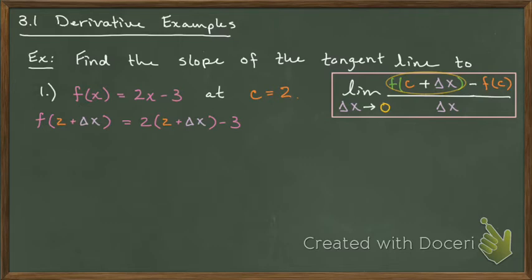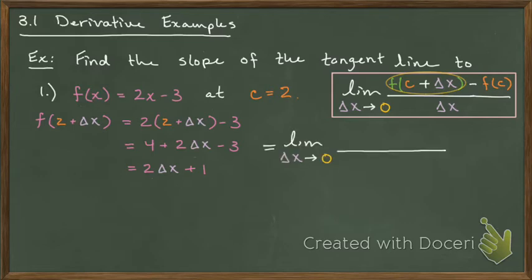I want to simplify this a little bit. I can distribute that 2. I end up with a 4 plus 2 delta x minus 3. And of course, 4 minus 3 is a 1. So I've got 2 delta x plus 1. That's going to go in the numerator where I've circled that f of c plus delta x. I'm going to subtract from that f of c. What is f of c? It's f of 2. Plug in 2. 2 times 2 is 4, minus 3 is 1. So that 1 is going to go in there where f of c should be. All divided by delta x, and then send delta x to 0.